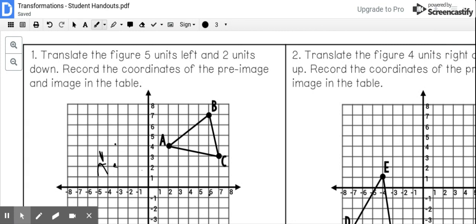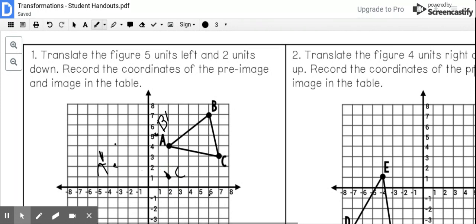And sometimes stuff might kind of overlap. I don't know why it will not let me color in a circle. Okay. And then that is B prime. And then for C, we're going to go 1, 2, 3, 4, 5, and then down 2. And we have it right here. And that is C prime.